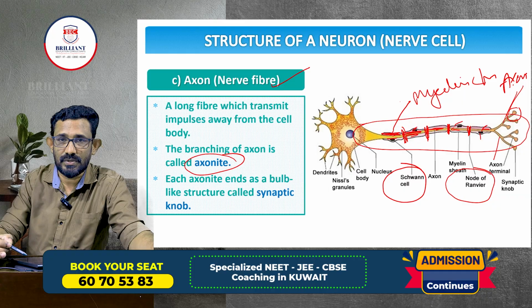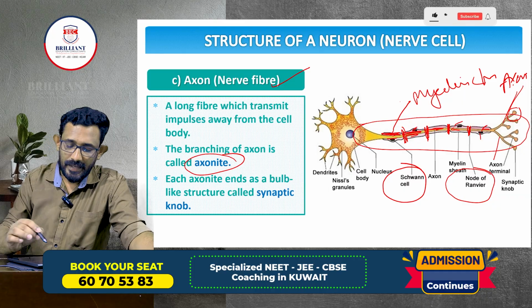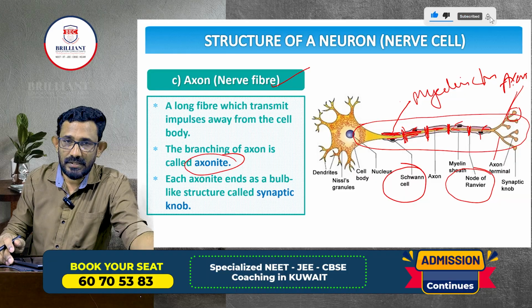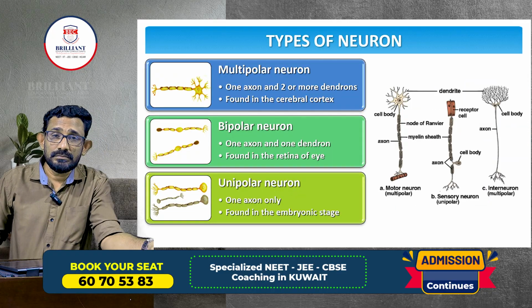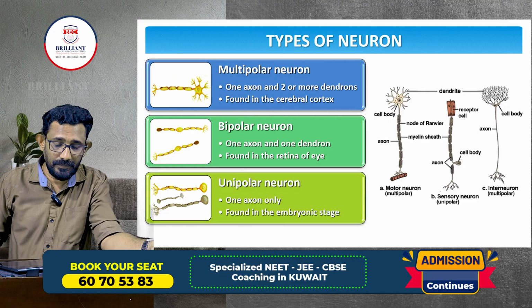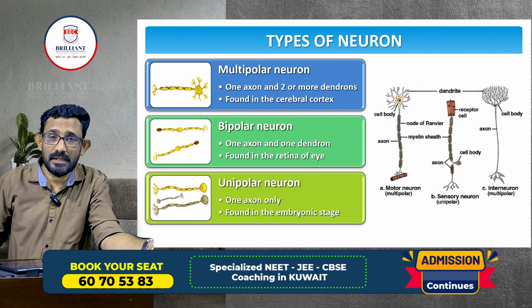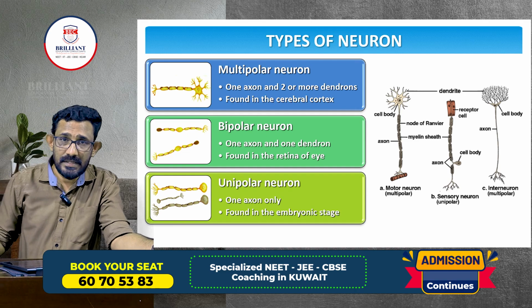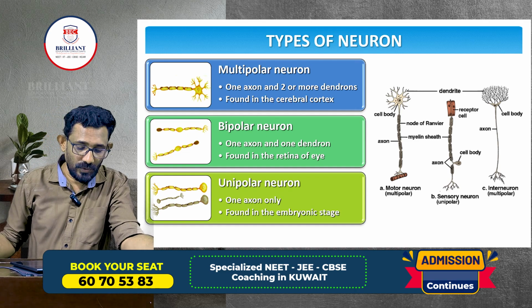The bulged portion is known as synaptic knob. Some of the neurons are covered with the myelin sheath and some do not have the myelin sheath. The types of neuron: based on the structure, neurons are classified into three.